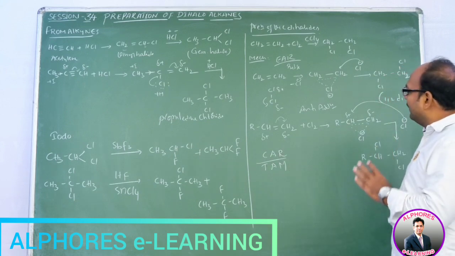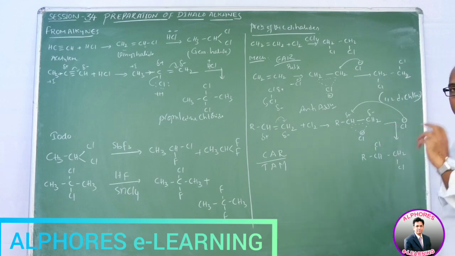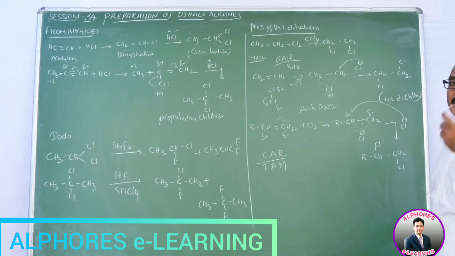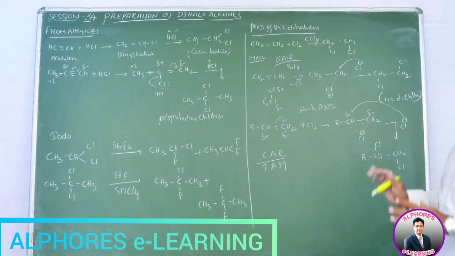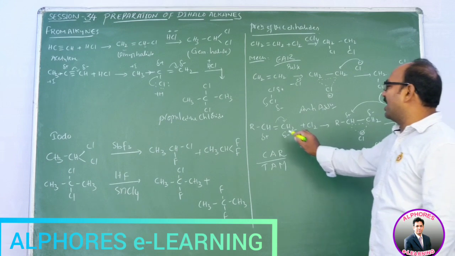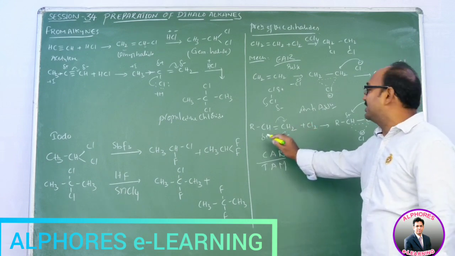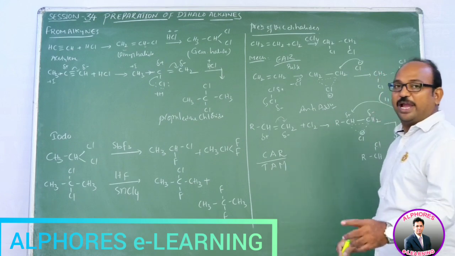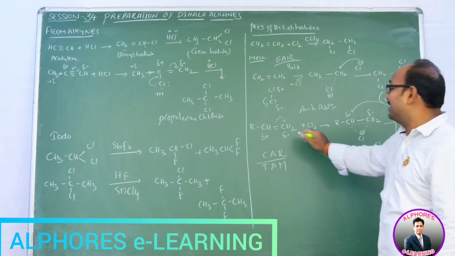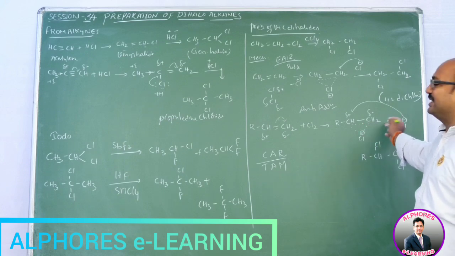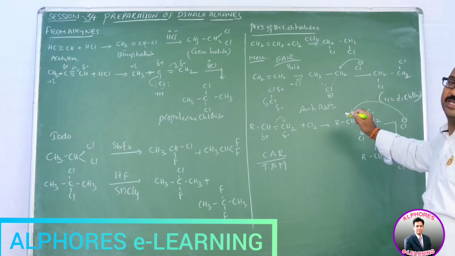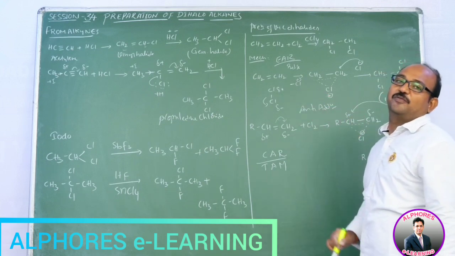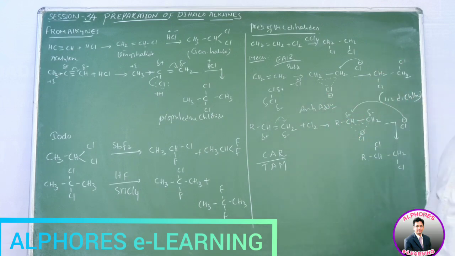Now, does this one follow Markovnikov rule or not? Whether this addition is Markovnikov addition or not, and ultimately whether you are getting the Markovnikov product or not. Check here: this carbon consists of more hydrogens, this carbon consists of fewer hydrogens. Cl plus adds to the terminal carbon only, and Cl minus adds to the central carbon. This follows Markovnikov rule, the addition is Markovnikov addition, and the product is the Markovnikov product.